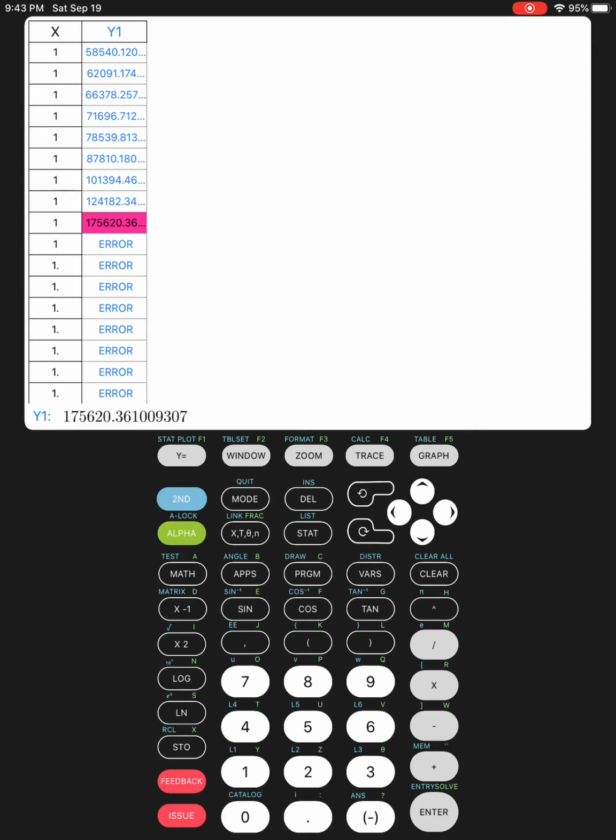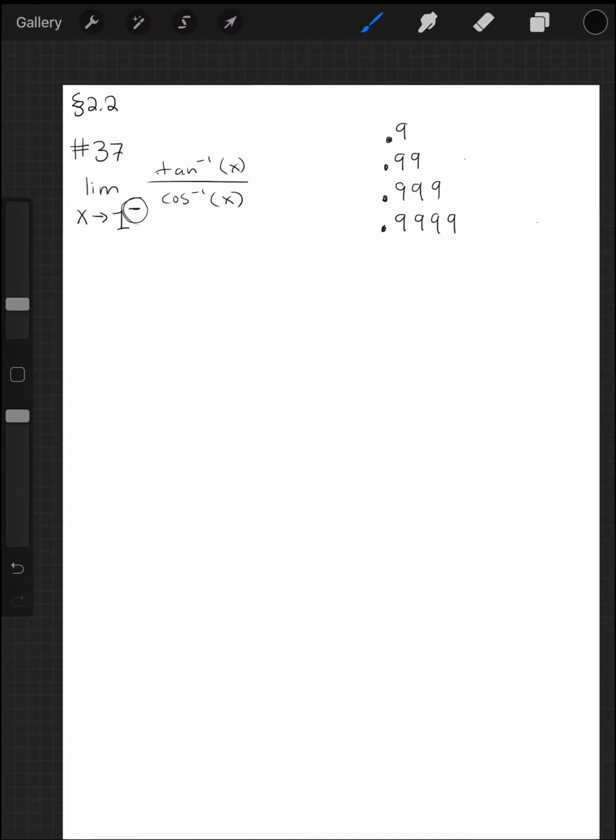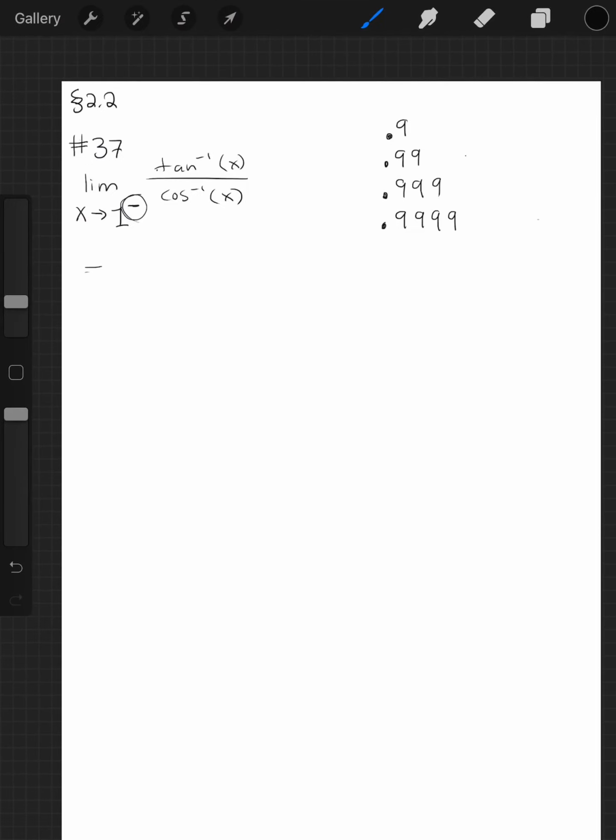So what it really looks like is that instead of settling down somewhere, instead of doing any sort of pattern, it's just getting really big, right? And if we recall from our definitions, the fact that that gets really big means that this limit is going to infinity, right?